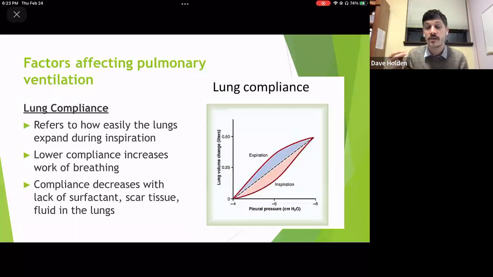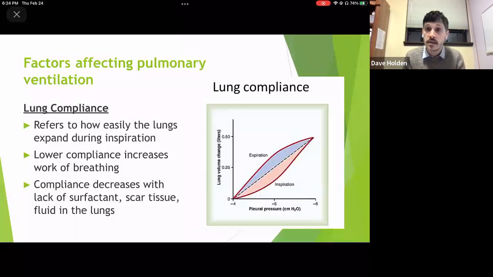Remember, we said it was caused by scar tissue. Lung tissue is nice and stretchy. Scar tissue is not stretchy. So if you damage the lungs, they are repaired, but we repair them with scar tissue. Your lungs are not as stretchy anymore. Low lung compliance.